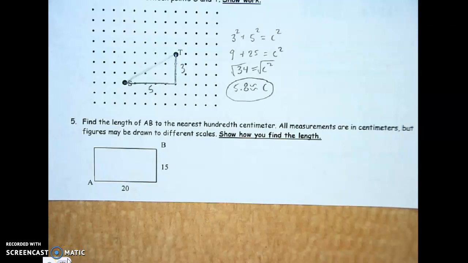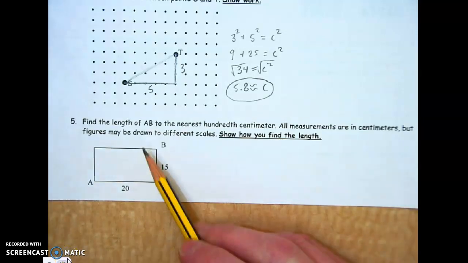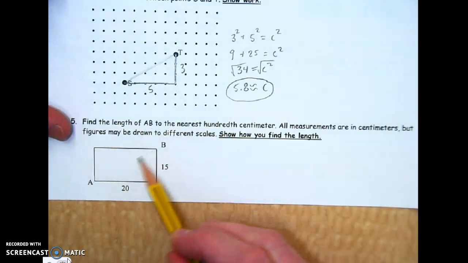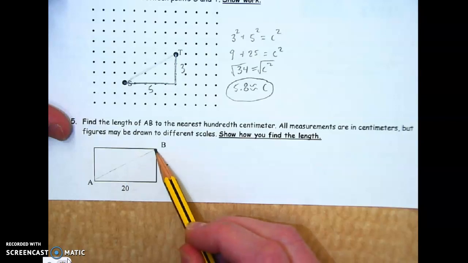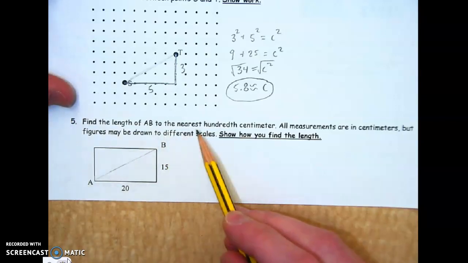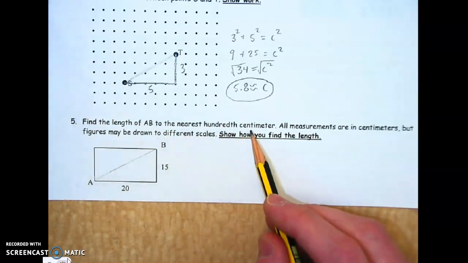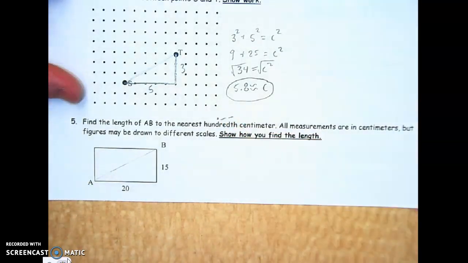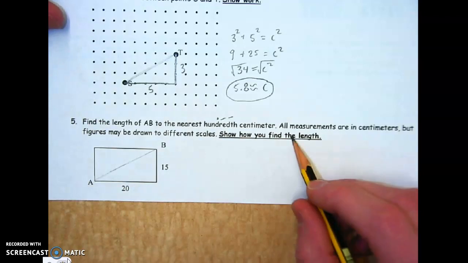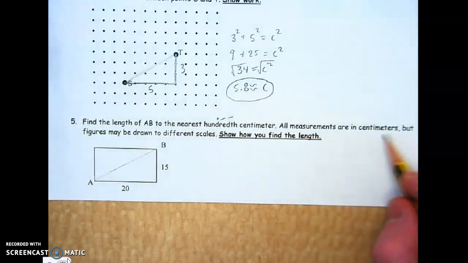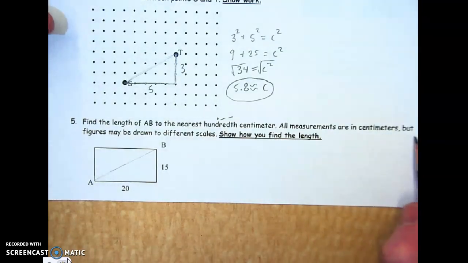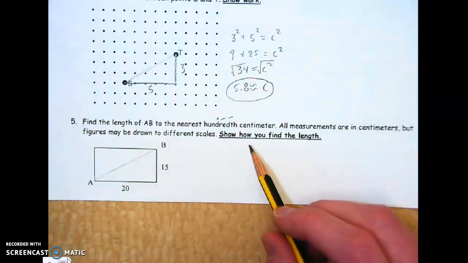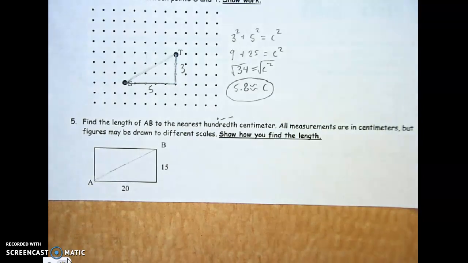Number 5, let's do the math. Find the length of AB. That's this distance straight across, makes a segment, to the nearest hundredths centimeter. So that's point something something. That's 2 decimal places. All measurements are in centimeters, but the figures may be drawn into different scales. Show how to find the length.